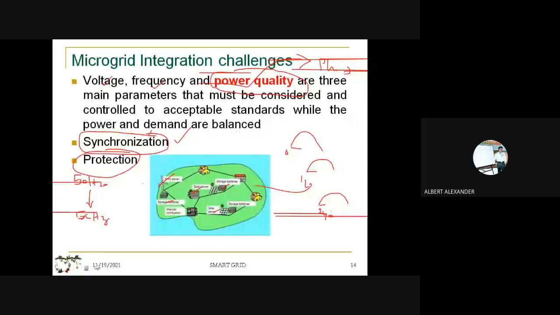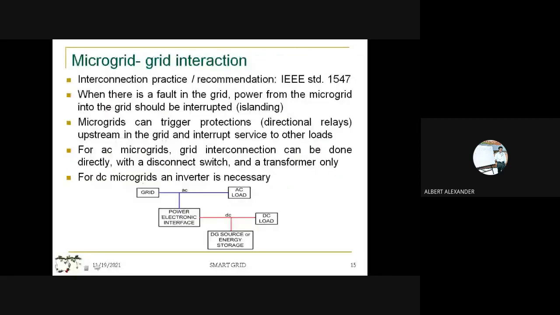When we speak about microgrid interaction with the grid, there is a standard recommended by the IEEE, 1547. Whenever there is a fault in the grid, I want to isolate the grid. We can understand that this particular situation is called islanding. Islanding means there is a separation. We can have some relays and protection devices in order to meet this particular requirement.